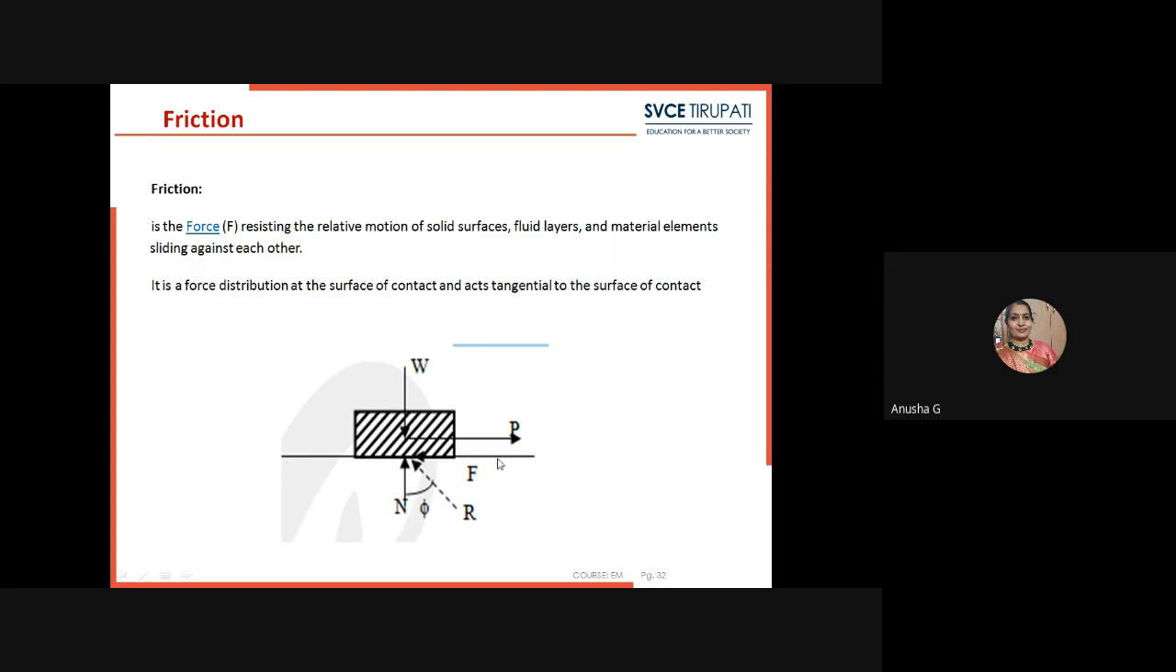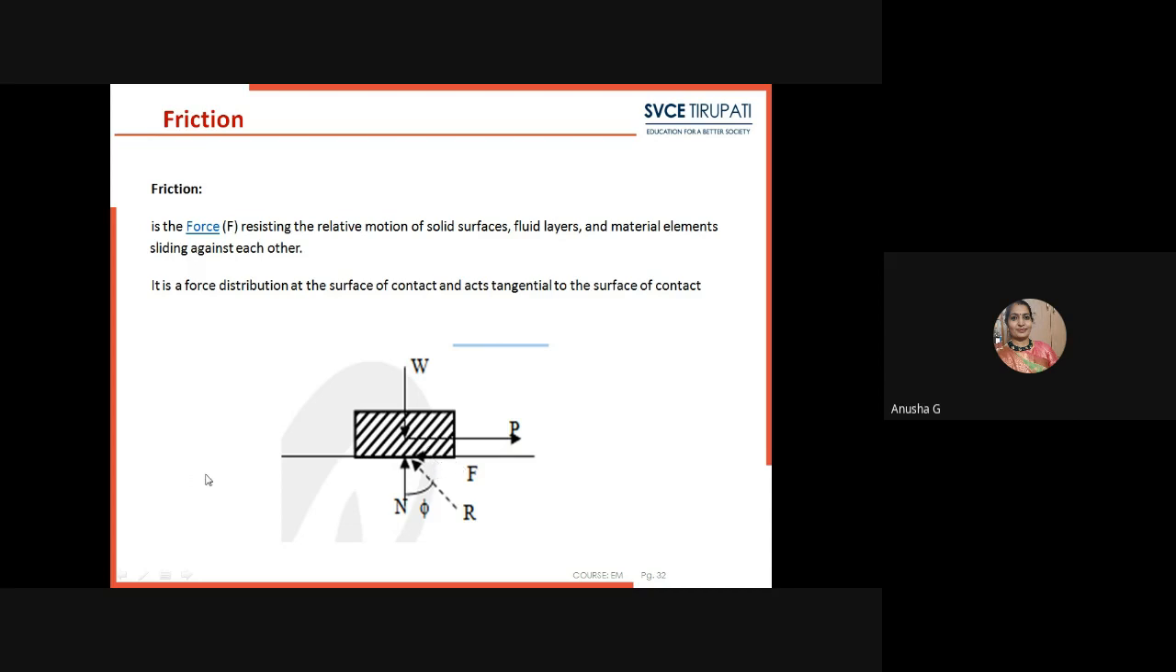We are taking a ground, and on this ground we keep one box of weight W. Then there will be a normal reaction force in the opposite direction. Then we pull the box, which means the arrow mark will be in the opposite direction, and friction will act in this diagram.